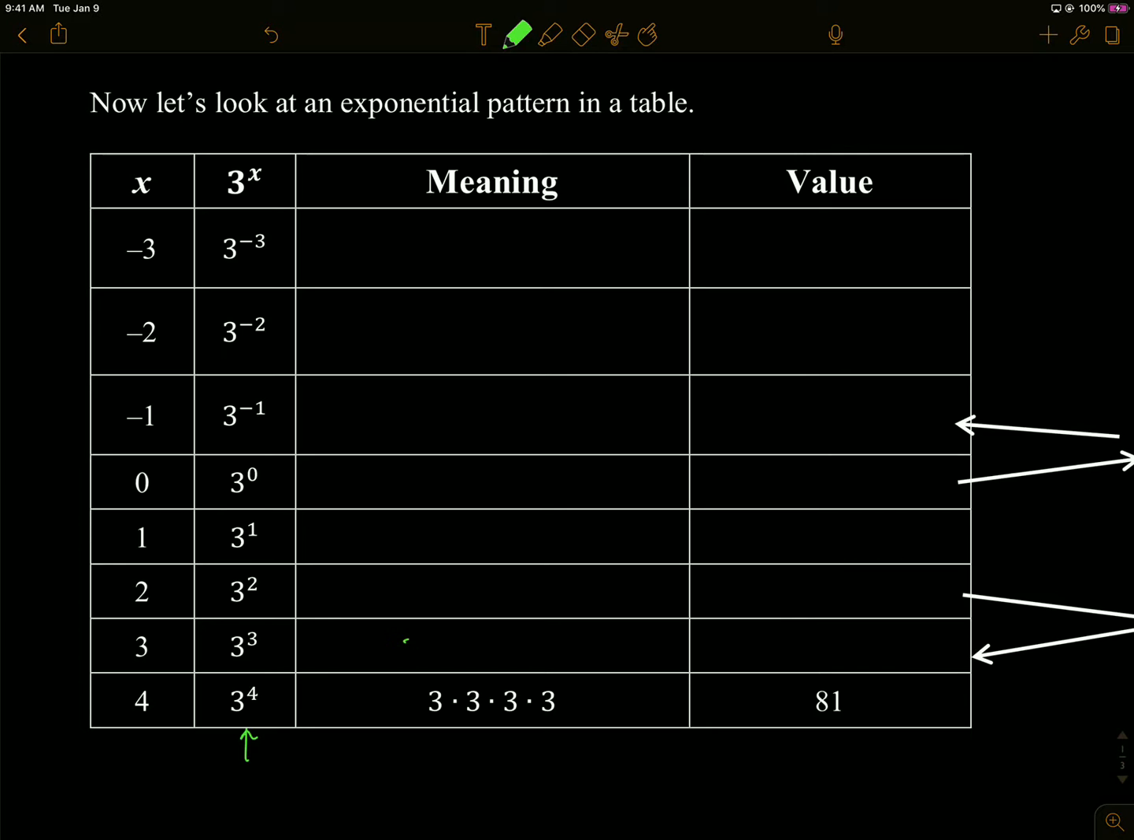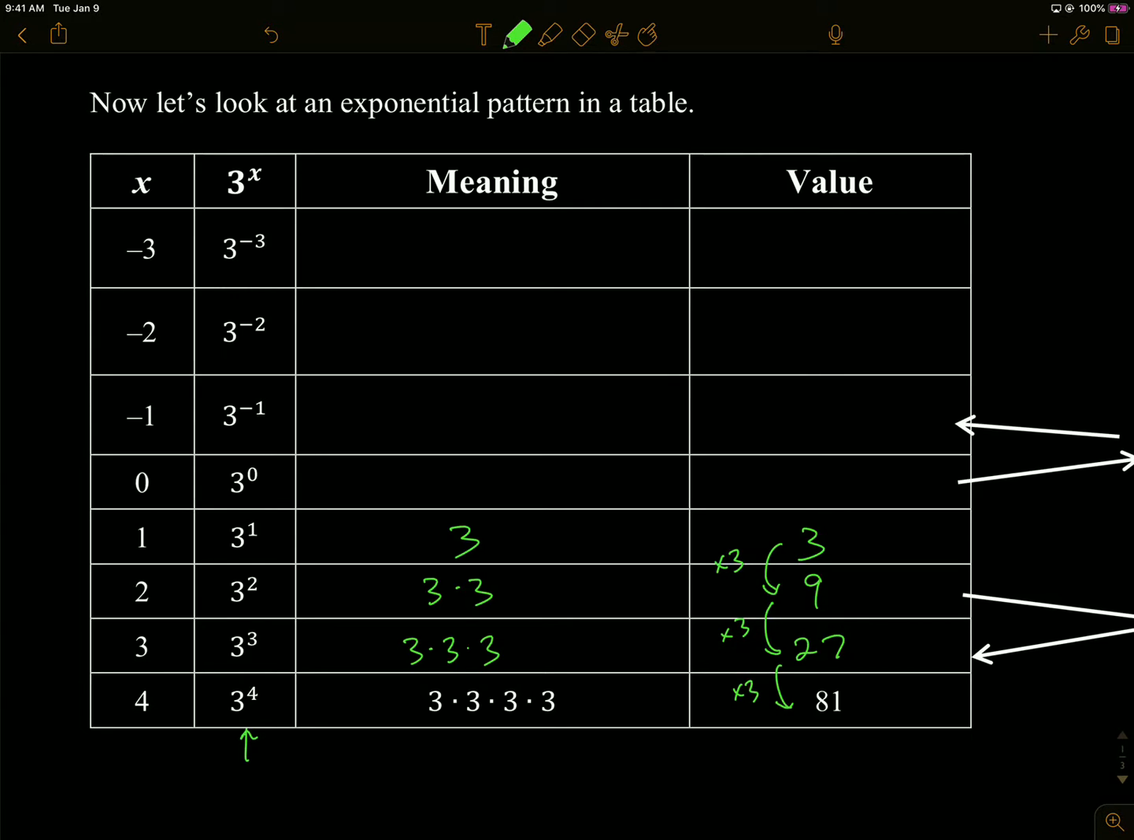All right, so now let's do 3 to the 3rd. That means 3 times 3 times 3, which is 9 times 3, which is 27. Now we're going to do 3 squared, which means 3 times 3, which is 9. 3 to the 1st, which means 3, which is just 3. And now let's look for a pattern. As we move up this table, what are we doing each time? We're multiplying by 3 to get to the next one, right?